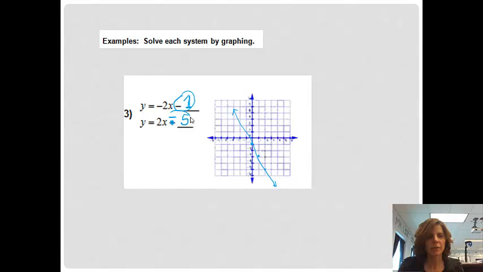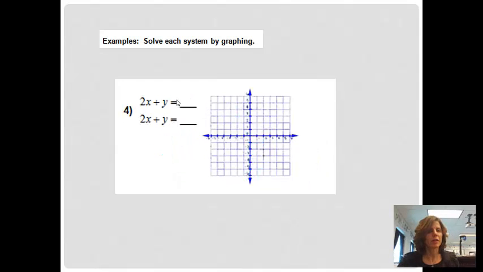Alright, and then the second one we're going to start down at negative 5, and then from here, since my slope is 2, I'll go up 2 over 1, up 2 over 1, and then I'll go ahead and connect them, and then it's easy to see that they cross right here, which is to the right 1 and down 3. So you should have an intersection point of 1, negative 3.